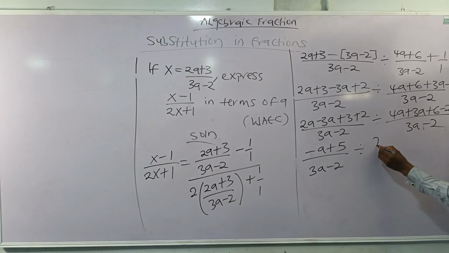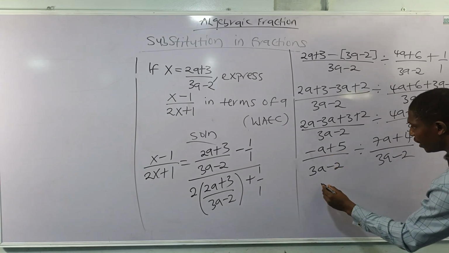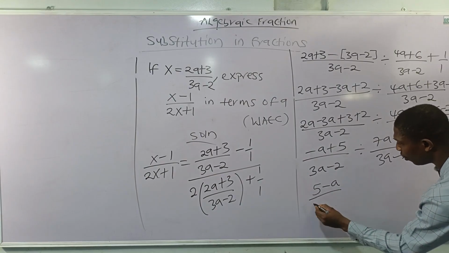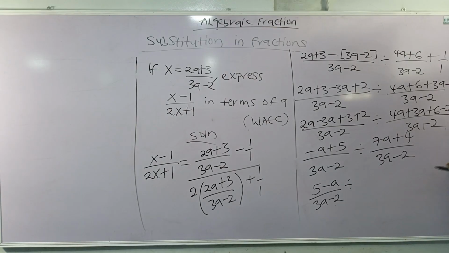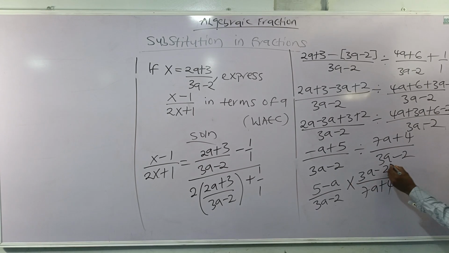4 plus 3 is 7. You attach your a. Plus 6 minus 2 is 4 all over 3a minus 2. So this can be rearranged to give me 5 minus a all over 3a minus 2 divided by, if I interchange this will give me 3a minus 2 all over, and this will change to multiplication, 7a plus 4, and this can cancel this, giving me what?